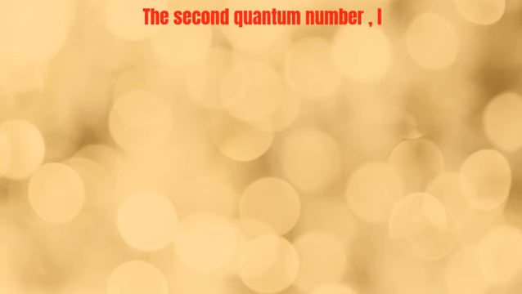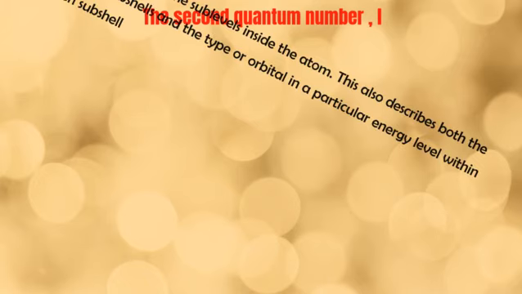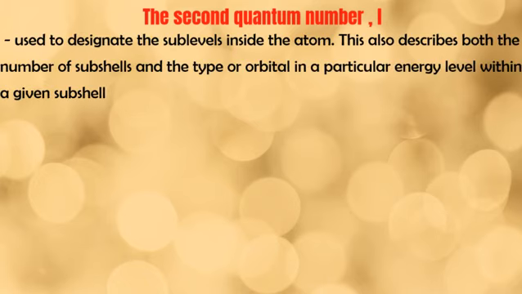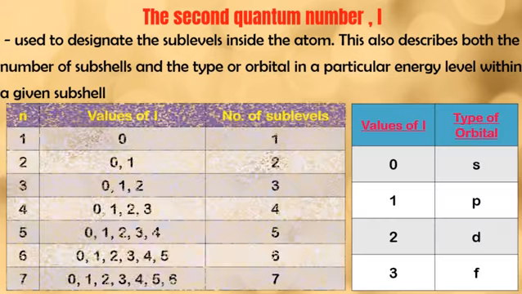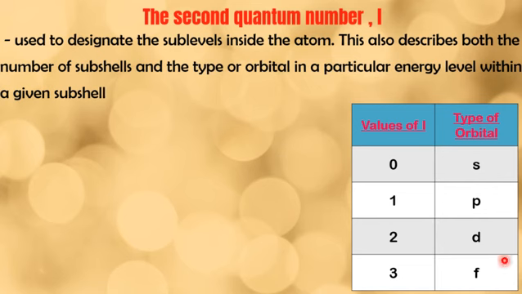So the principal energy level is divided into sublevels, which are known as subshells. And each subshell comprises one or more electron orbitals. This second quantum number is used to designate the sublevels inside the atom. This also describes both the number of subshells and the type of orbital in a particular energy level within a given subshell. So take note that n, or the principal energy level, is related to the second quantum number, or the l.